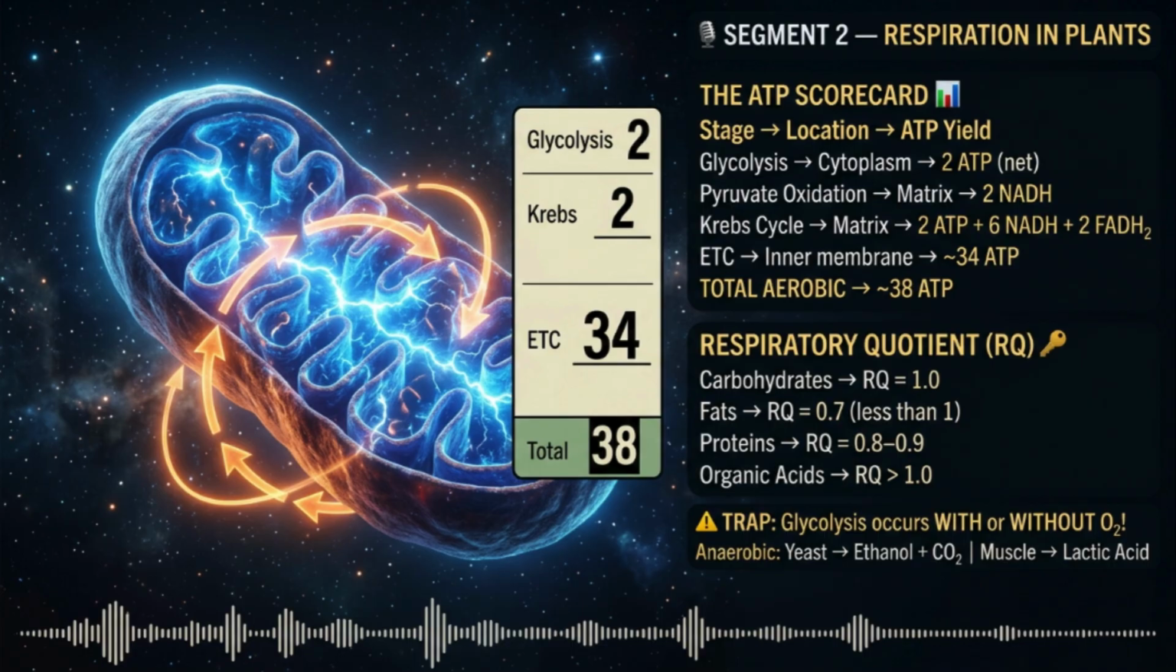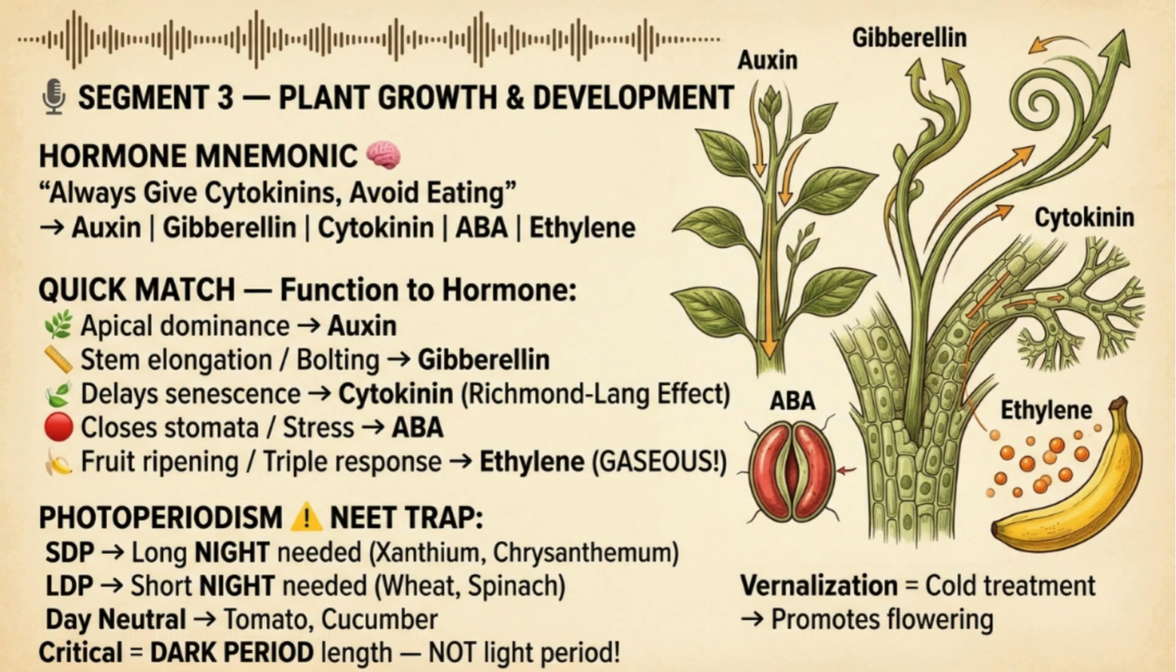Third, plant growth and development. My personal favorite chapter for NEET traps. Let me give you a mnemonic first.